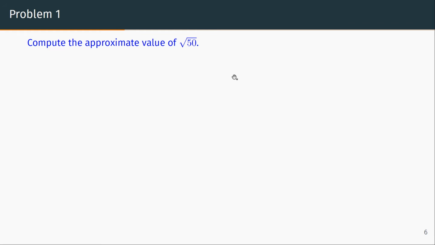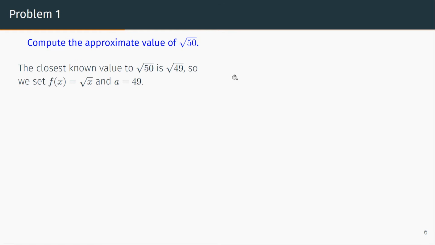So we will find a point A which is near to this point x where we know the value already. So as an example here, we know that square root 49 is known. So we will use A is equal to 49 to approximate the value of the function f of x is equal to square root x to compute f of x at x is equal to 50, right? So that's the objective.